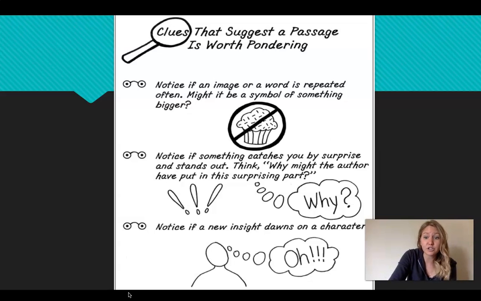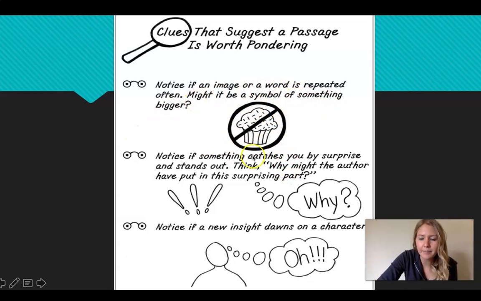Because distance learning is a perfect time actually to be working on this skill, because your teacher isn't there to be reading your book with you and say, oh, did you hear that? That seemed important. So your job is to decide yourself when a part of your book seems important. So some clues that suggest that it might be an important spot to stop and think about what you just read is to notice if an image or a word is repeated often. Maybe it might be a symbol of something bigger.